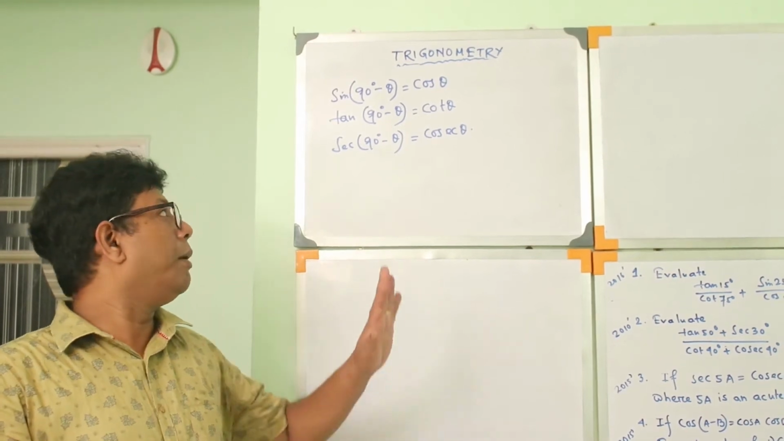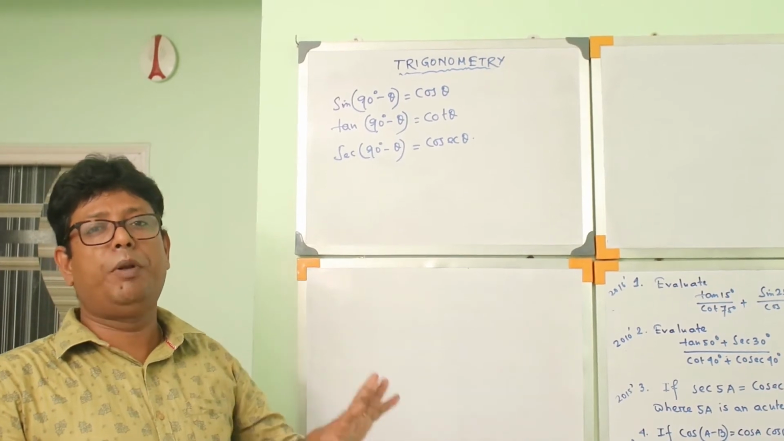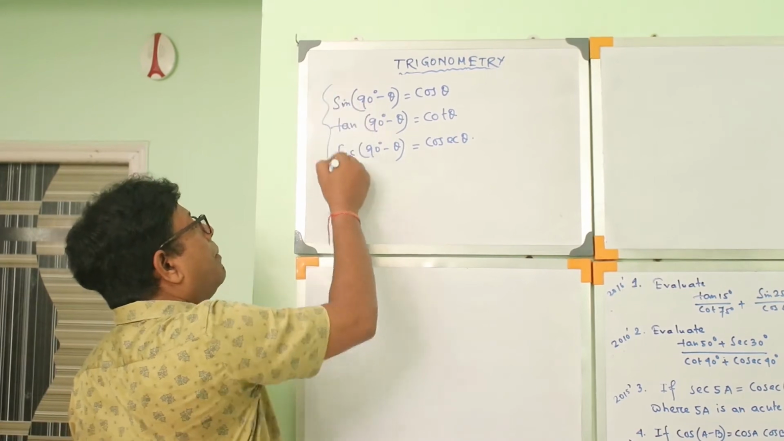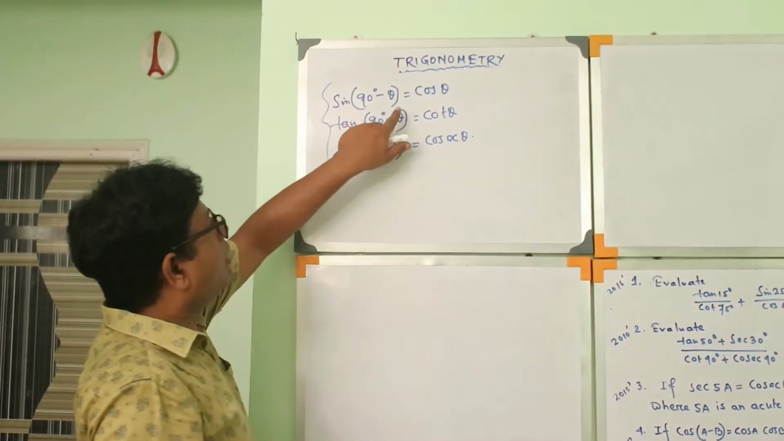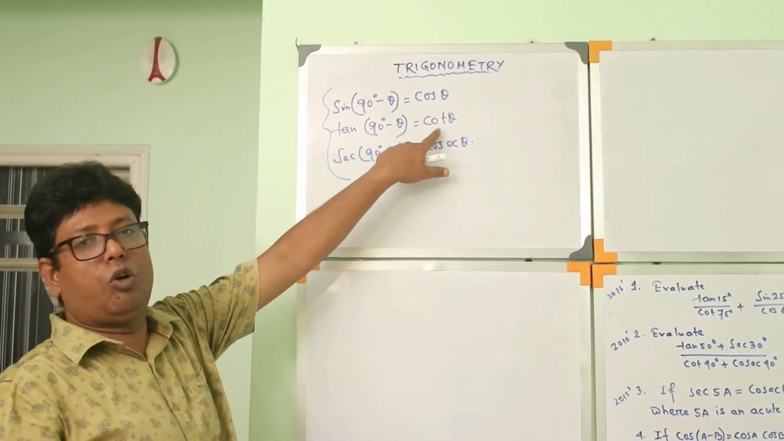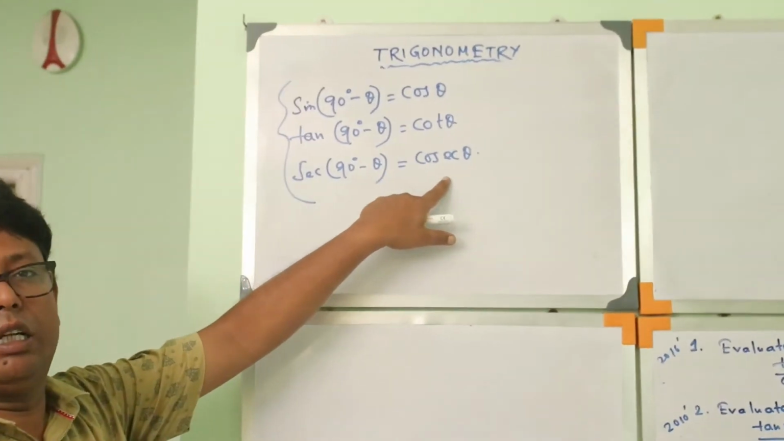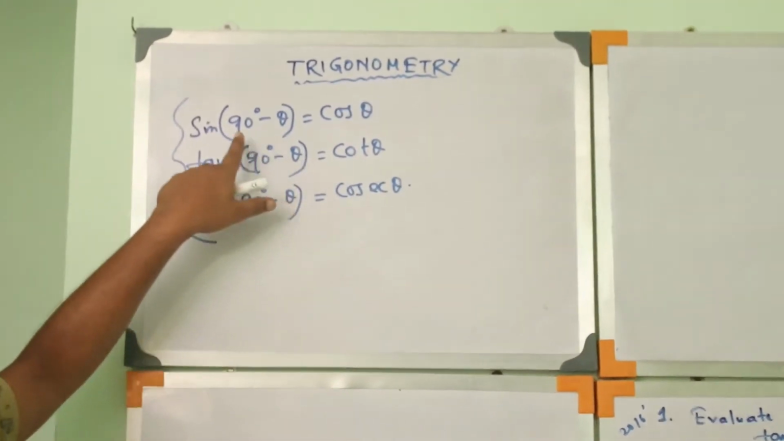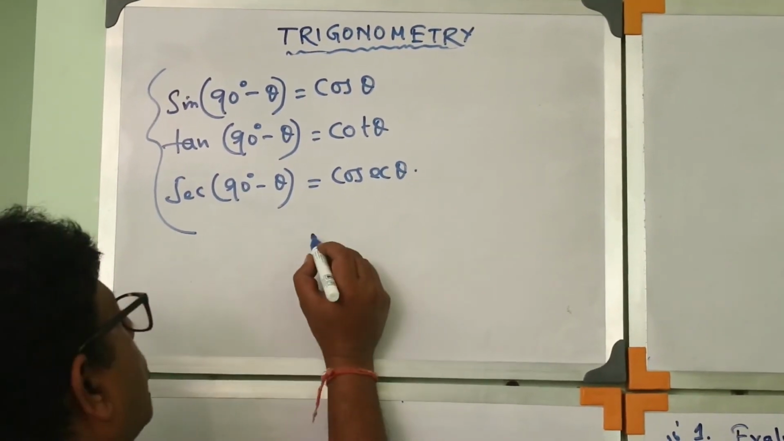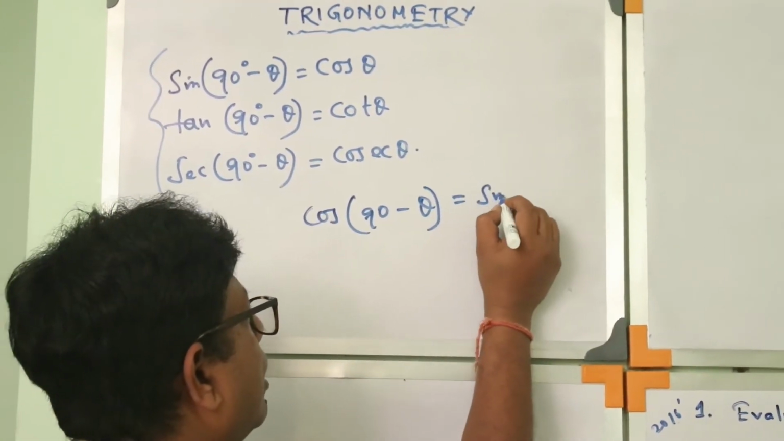Now I am interested in the subtopic trigonometric ratios for complementary angles. Complementary angles means you have to remember these formulas. Sin(90 minus theta) is equal to cos theta. Tan(90 minus theta) is equal to cot theta. Sec(90 minus theta) is equal to cosec theta. So what will be the value of cos(90 minus theta)? Just the opposite, cos(90 minus theta) is equal to sin theta.